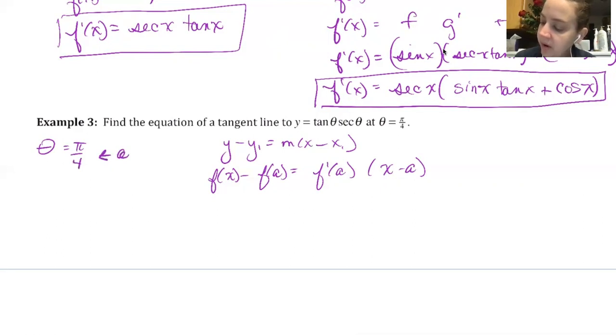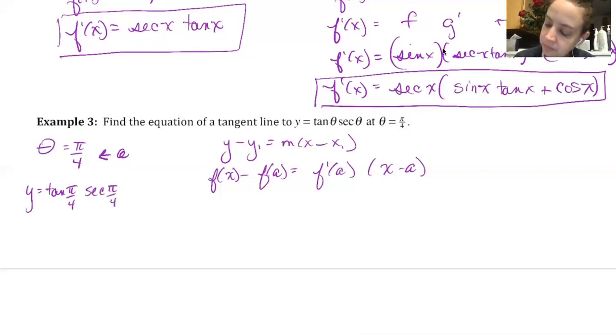We need our f of A, which is really the y. So that's tangent of pi over 4, secant of pi over 4. And this is our f of A. So let's evaluate this. Pi over 4 on your unit circle, excuse me guys, is over here. It's in the first quadrant. The ordered pair is root 2 over 2, root 2 over 2.